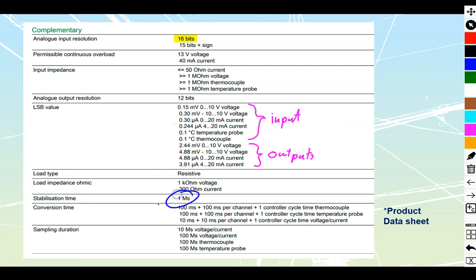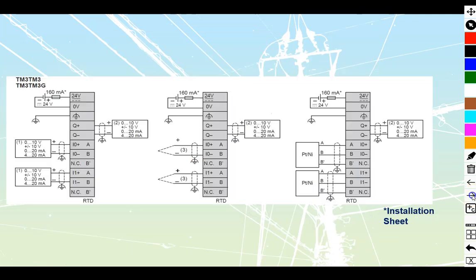Stabilization time over here is dealing with the amount of time it takes for this thing to put its proper output out. Conversion time and sampling duration are dealing with inputs for sampling duration. That's how long it's going to take it to read that in. Conversion time is the amount of time it takes to affect an output. And what you're seeing is that it is going to be sampling duration plus stabilization duration plus total number of controller times that we are going to have. So the bigger your program is, the longer it's going to take to affect those changes.